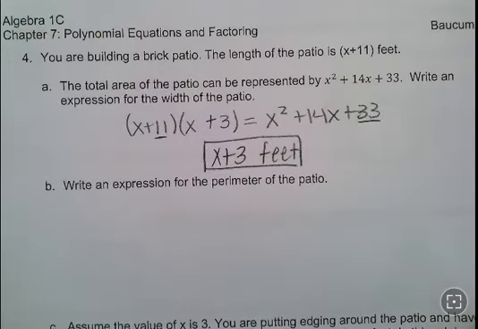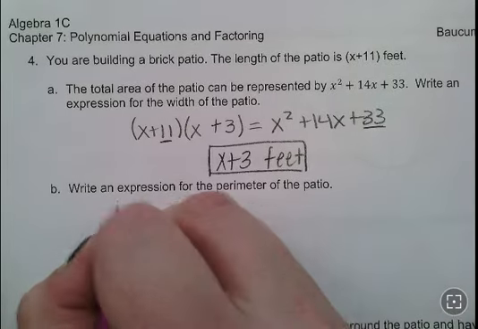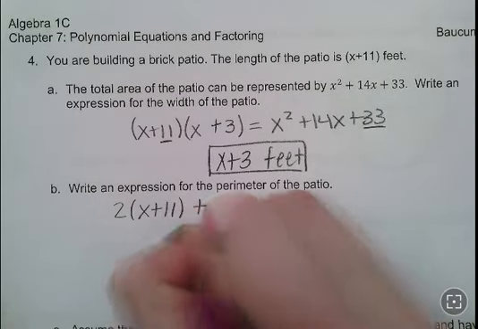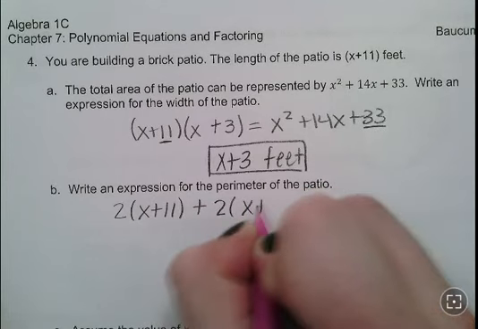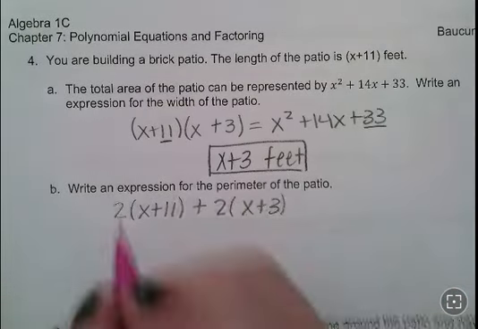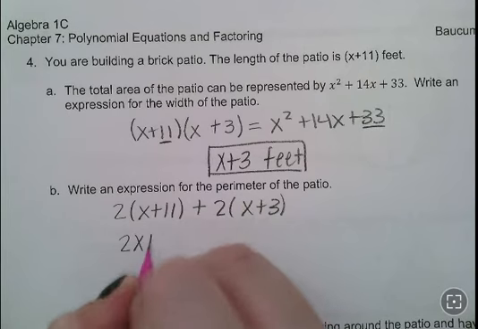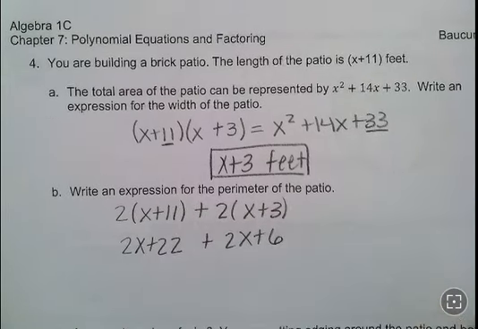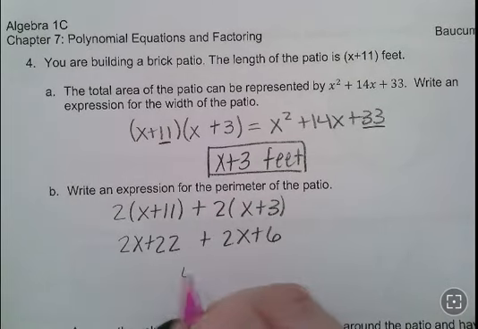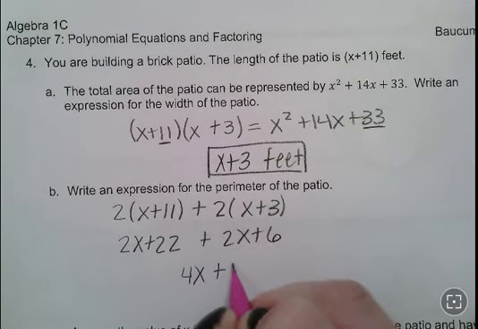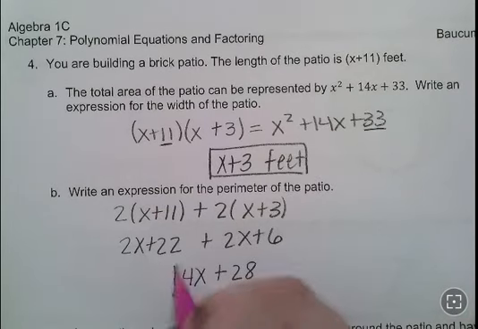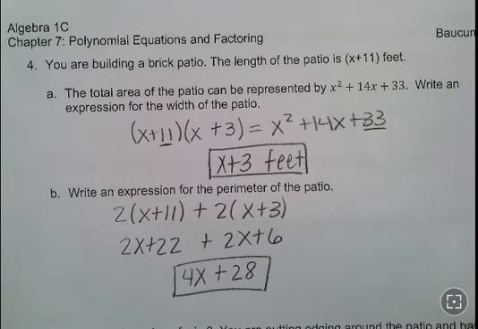Okay, and so now if we're going to find the perimeter of the patio, well, we've got two sides that are of length x plus 11 and two sides that are of length x plus 3. So if we distribute, you get 2x plus 22 plus 2x plus 6. And then you combine like terms, so you get 4x plus 28. Okay, so that's the perimeter of the patio.